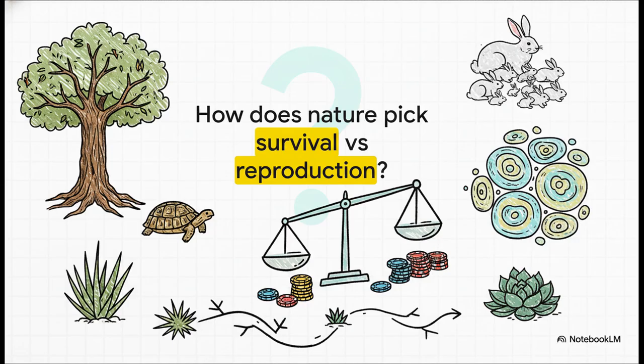How does nature choose between survival and reproduction? It's the ultimate game of trade-offs. You know you can't put all your chips on living forever and having a million babies. It just doesn't work that way. Every single species has to gamble its limited resources differently. Some play it fast and loose, while others are incredibly conservative with their bets.